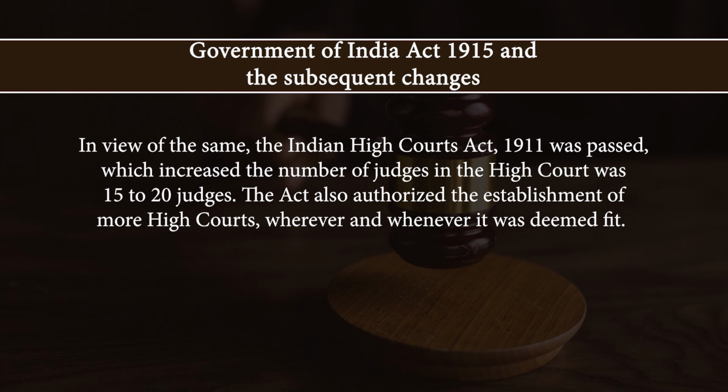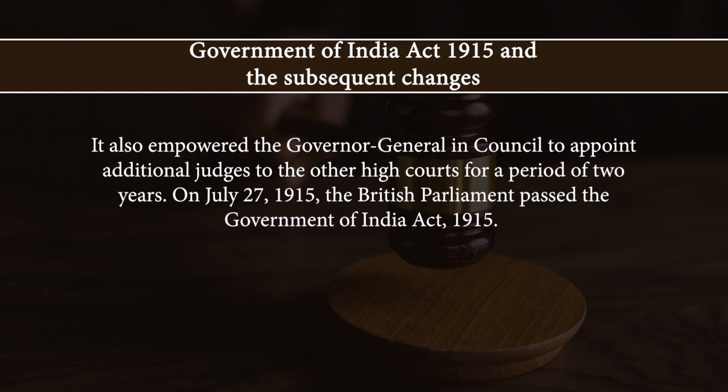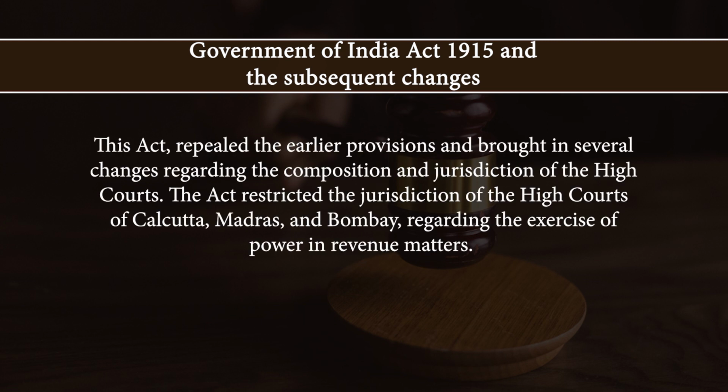The Act also authorized the establishment of more High Courts wherever and whenever it was deemed fit. It also empowered the Governor General in Council to appoint additional judges to other High Courts for a period of 2 years. On July 27, 1915, the British Parliament passed the Government of India Act 1915. This Act repealed the earlier provisions and brought in several changes regarding the composition and jurisdiction of the High Courts.